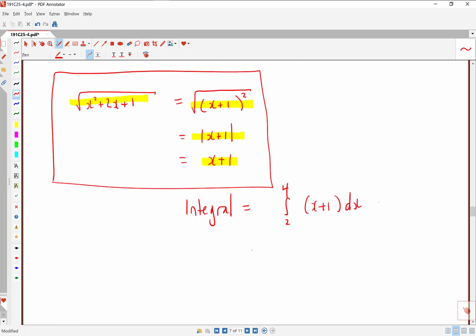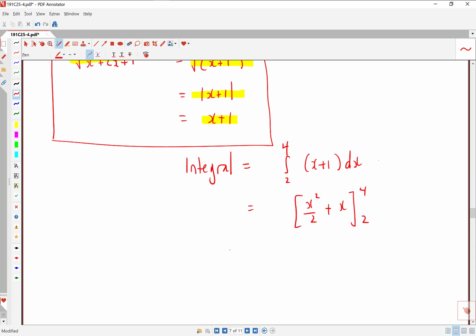Okay, let's go for it. Finding an antiderivative, x squared over 2 plus x, and we'll evaluate that at 4 and then at 2. Just subtract those values. So plugging in 4, we would have 12, and then we subtract off the value when we sub in 2, which is 4. So 12 minus 4 gives us 8 for the final value of our definite integral.